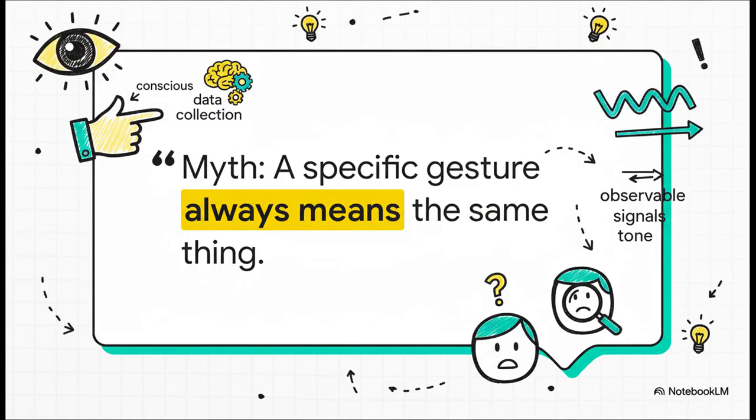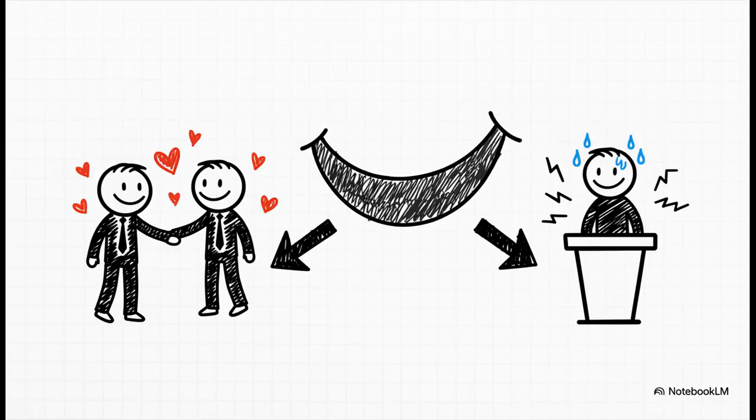All right, myth number 2. A specific expression always means the same thing. Like crossed arms always means someone is being defensive. Nope. The reality, as we've already talked about, is that context is king. Context determines everything. A smile can be pure, genuine joy when you're hanging out with a friend, but that same smile right before a huge presentation, that could totally be nervous tension. Without the context, the signal itself is basically meaningless.